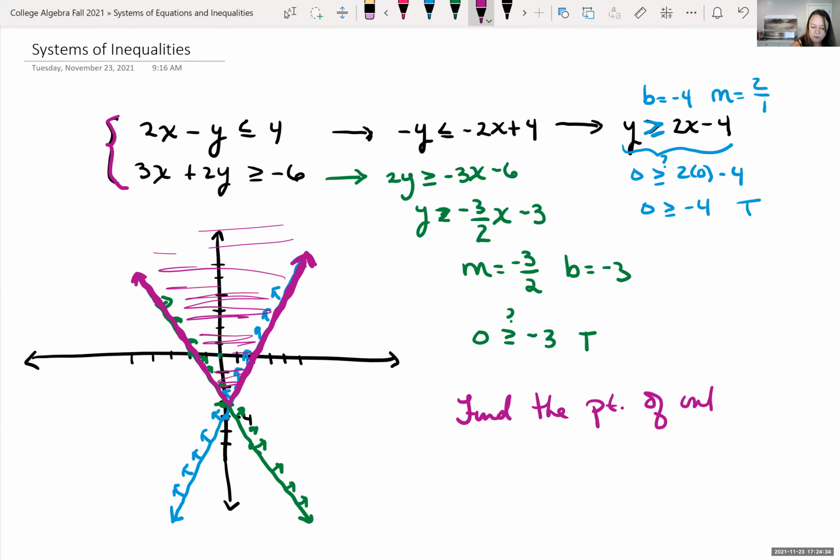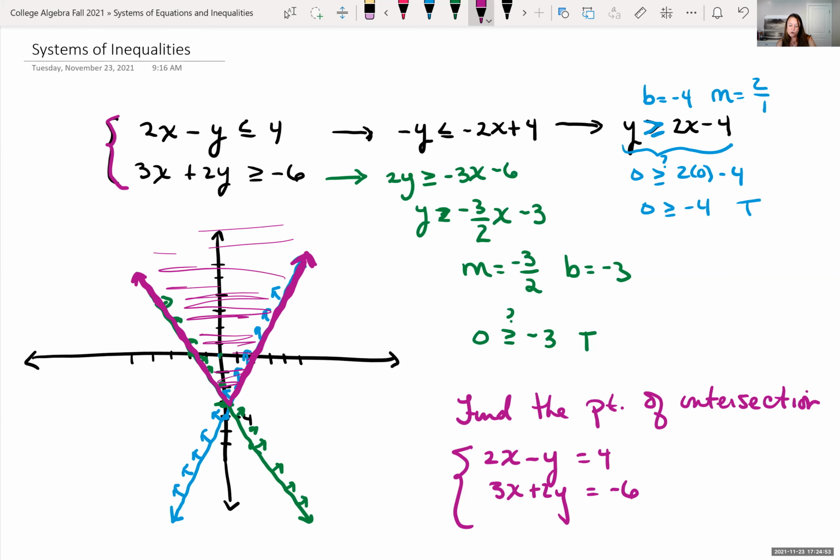If that's the case, then we're looking at this as if they were equal to each other. So we're looking at the system of equations 2x minus y is equal to 4 and 3x plus 2y equals negative 6. And so you can determine if you want to use the substitution method, the elimination method, or matrices.